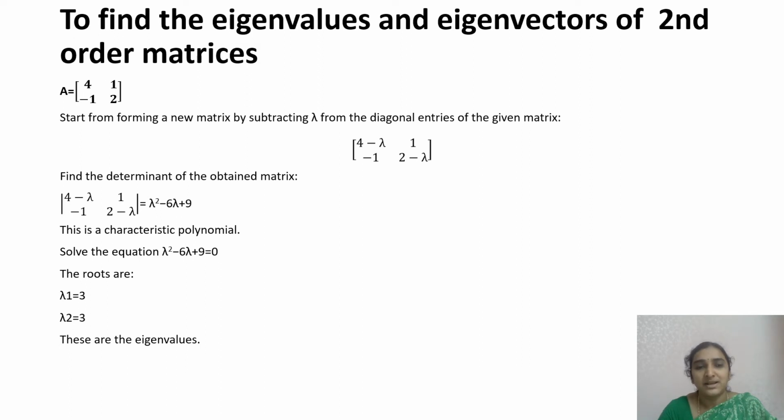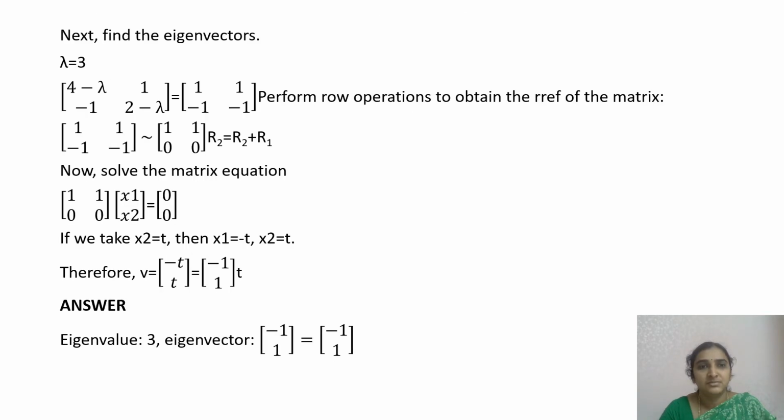Solve the equation lambda square minus 6 lambda plus 9 is equal to 0. The roots of this equation are lambda 1 is equal to 3 and lambda 2 is also equal to 3. These are our eigenvalues. Now let us find eigenvectors. For the value of lambda is equal to 3, in the given matrix 4 minus lambda, 1, minus 1, 2 minus lambda, substitute the value of lambda equal to 3, which would give 1, 1, minus 1 and minus 1.